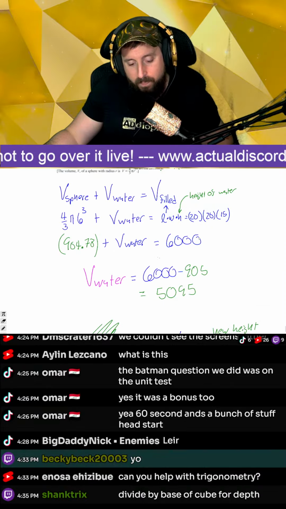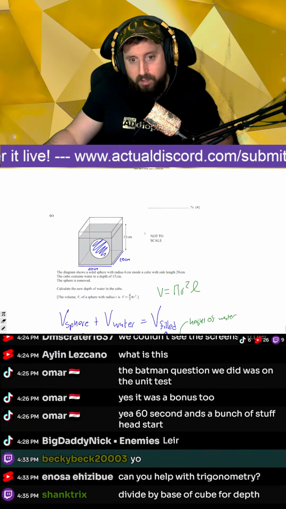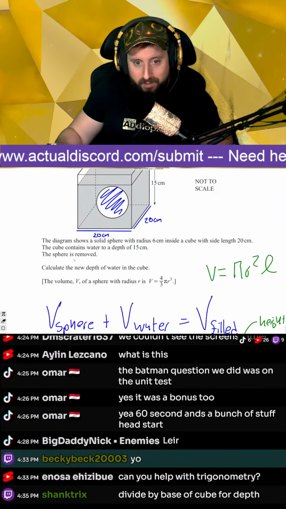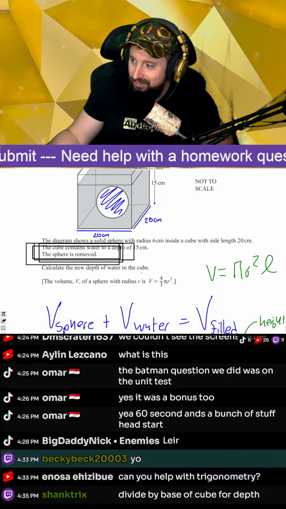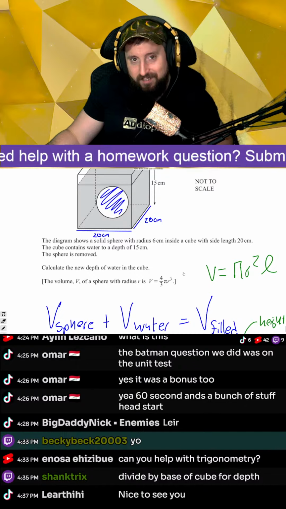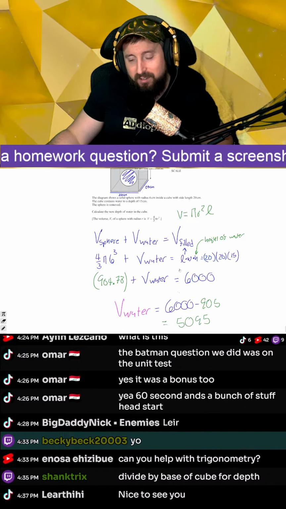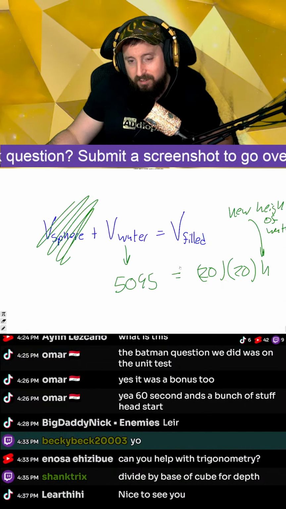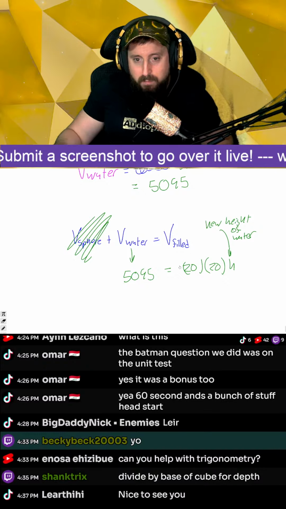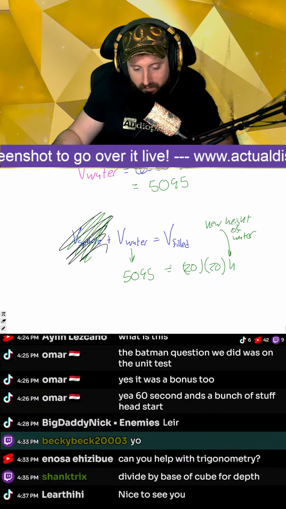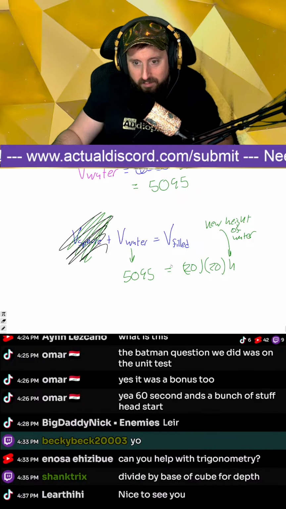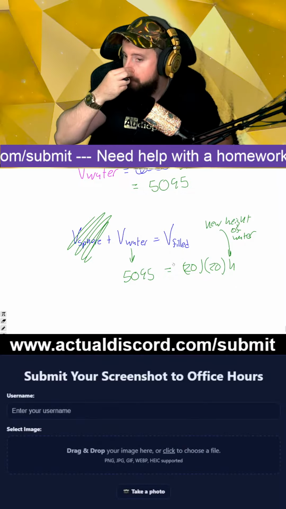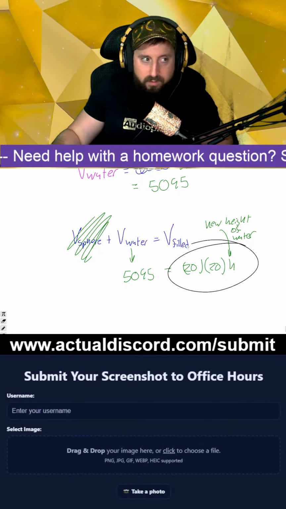Why do we need to take out the sphere? Because that's what the question says. It says the sphere is removed. So I need to minus that. Yes, you can minus it by just getting rid of it. So find the new height of the water. That's the question. Yes. So that's this.